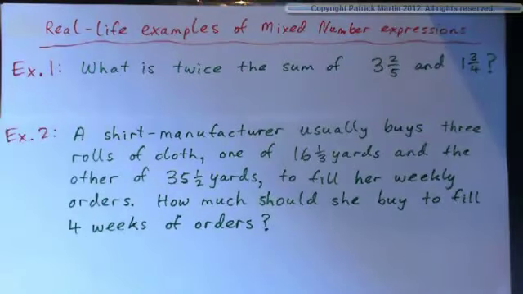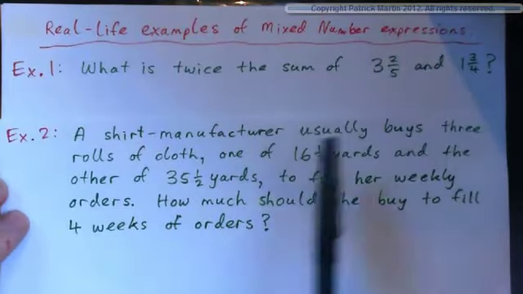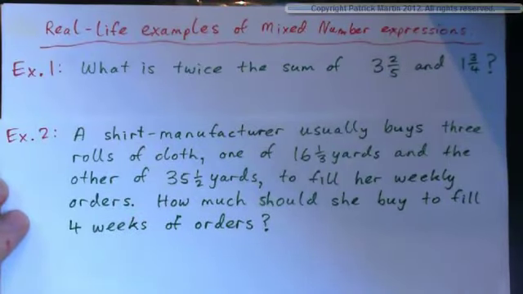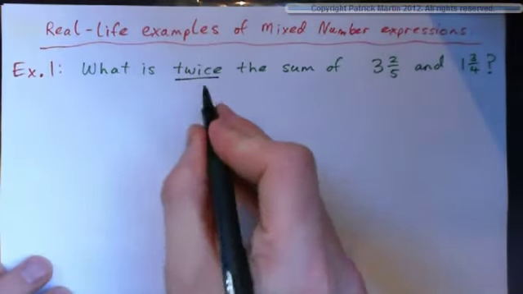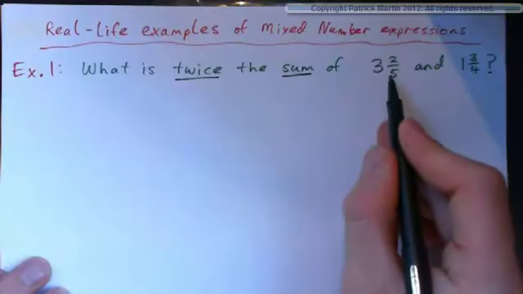Okay, so we're now going to look at some real life examples of mixed number expressions. So here's example 1, here's example 2. Okay, let's start with example 1. It says, what is twice the sum of this and this?